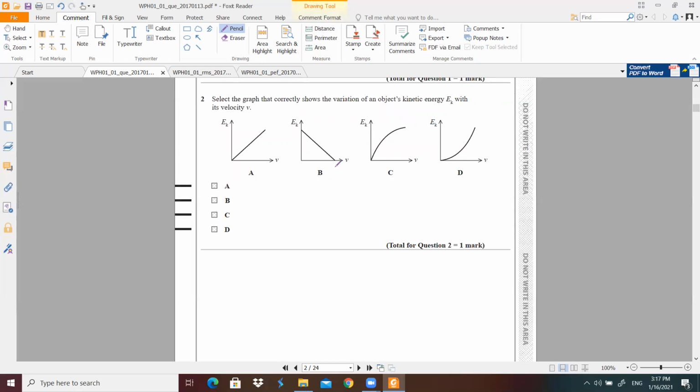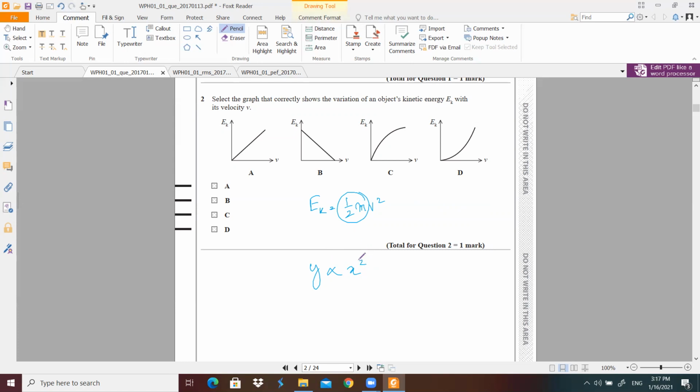Again, if you recall the equation, what is the equation for kinetic energy? It's half mv squared. Half is a constant, m is also a constant. So this equation is in the form of y proportional to x squared. If you are asked to draw a graph of y against x, what is the shape? It cannot be for sure a straight line because there is a square involved.